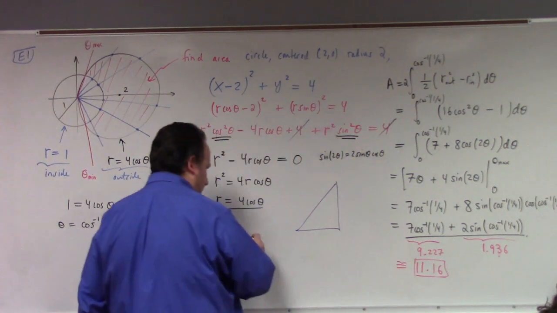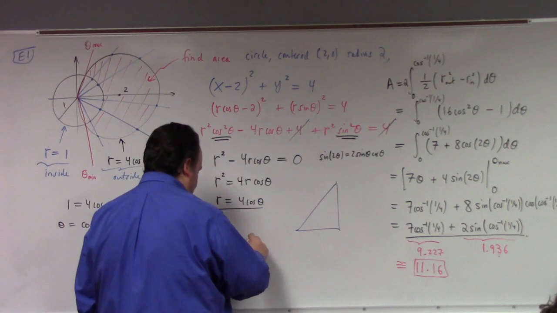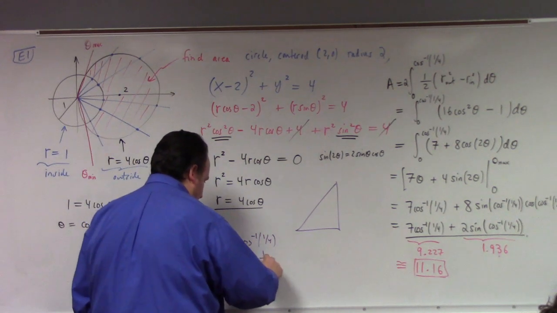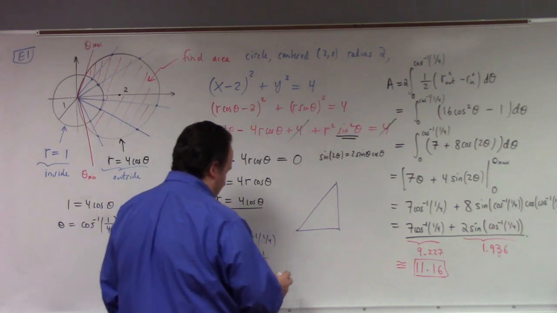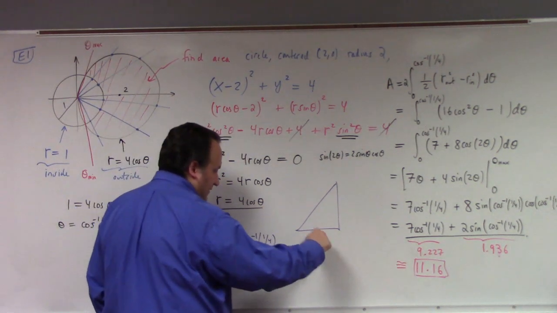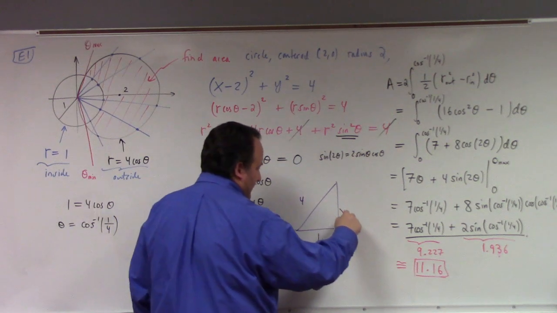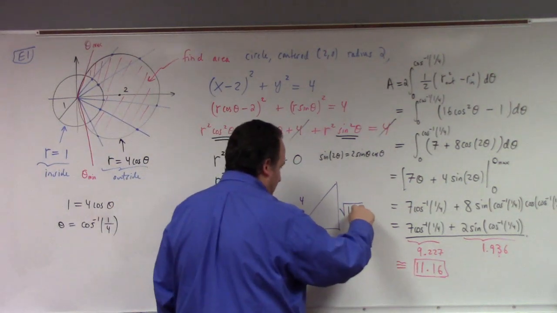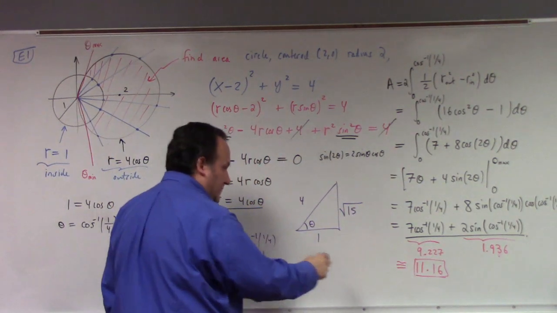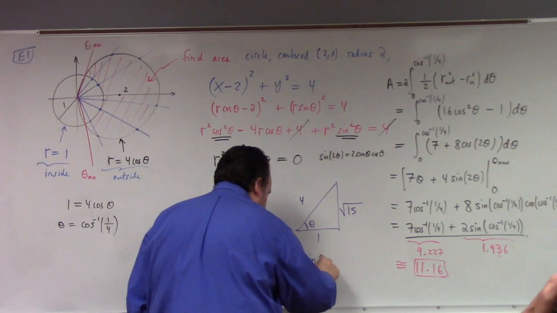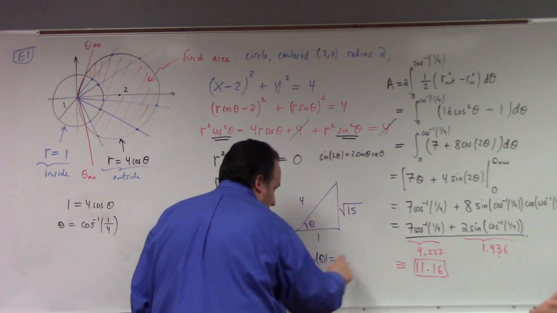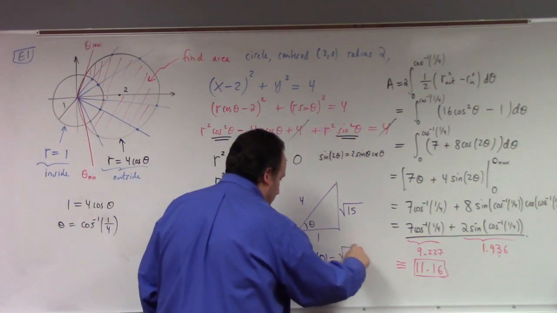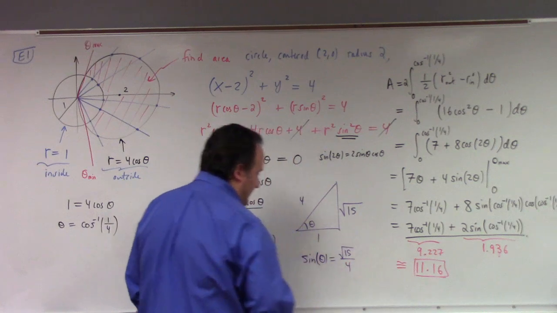So if I say theta is equal to inverse cosine of a quarter, then that makes cosine of theta equal to 1 over 4. So the triangle I'm looking at has an adjacent side of 1, hypotenuse of 4, and that makes this side the square root of 15. Here's your theta. So then sine of theta, which is what you're interested in, right? Because that's sine of inverse cosine of a quarter. Sine of theta would be square root of 15 over 4. So that's how you do that.